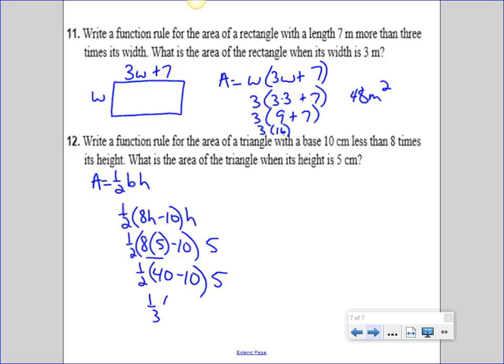So I've got half times the 30 times the 5. Half of 30 is 15. 15 times 5 is 75. So the area would be 75 centimeters squared. Again, I kind of went fast, but you can always pause the video. Okay, thank you.